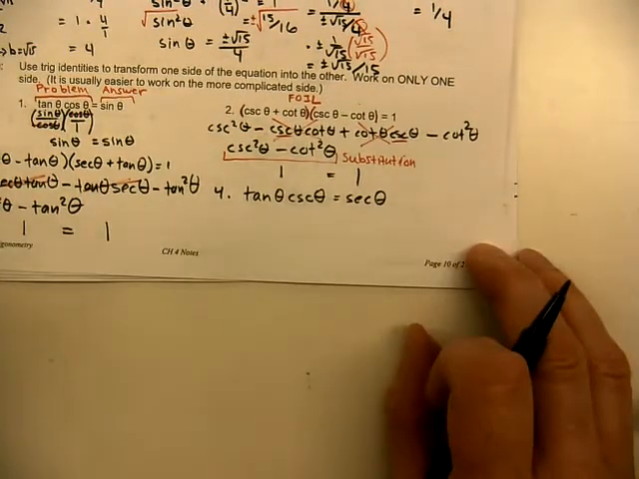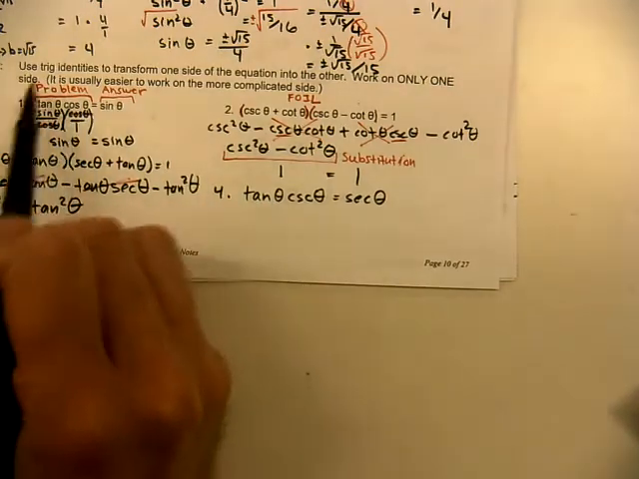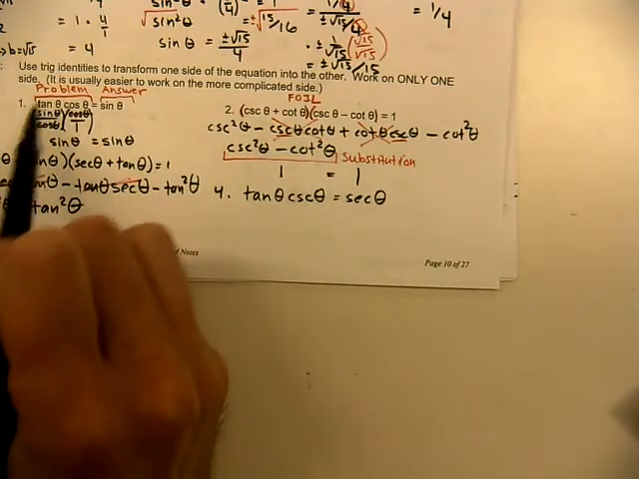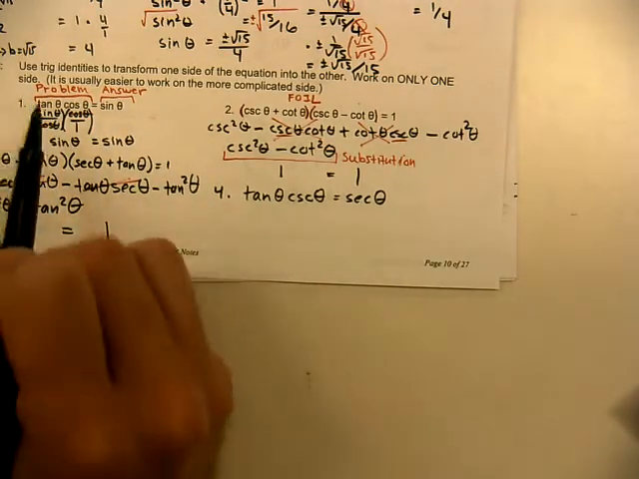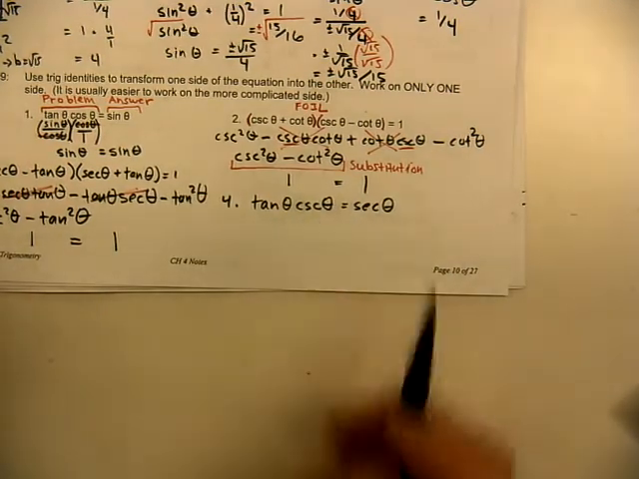Here's the fourth one. Tangent theta times cosecant theta equals secant theta. All right, now here's the challenge. I want you to try this one. It's going to be similar in approach to what we did with number 1, where you're going to start off with a substitution right away and see what cancels out. So I want you to pause the video, see if you can work it out and get the answer of secant.